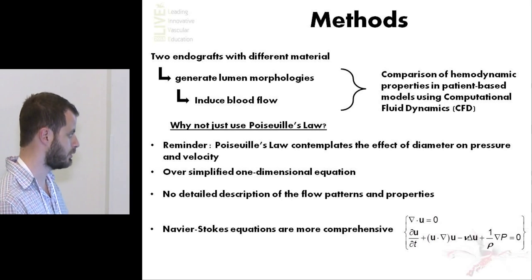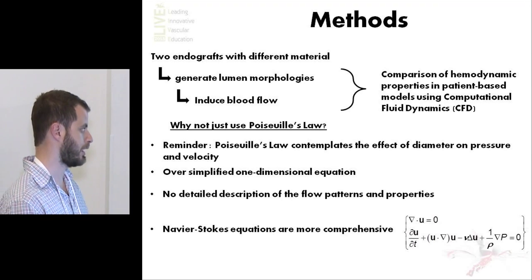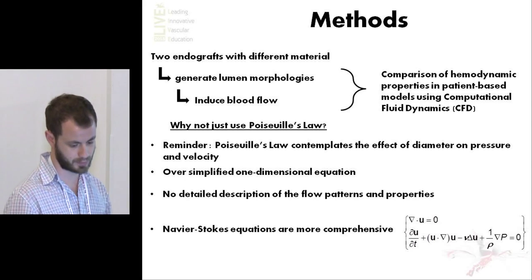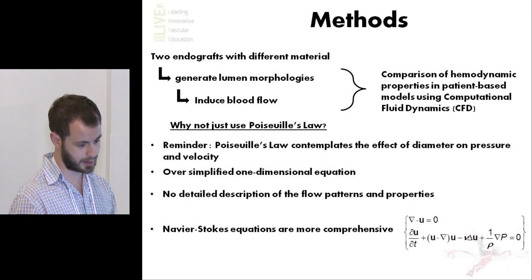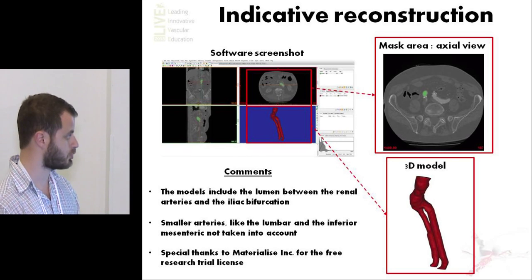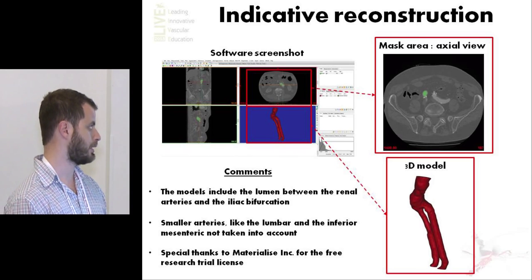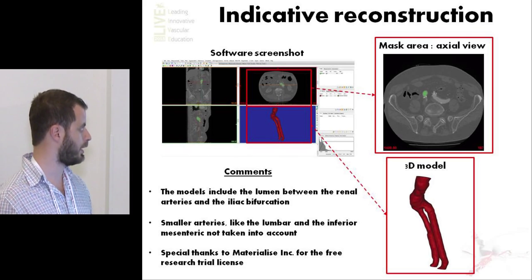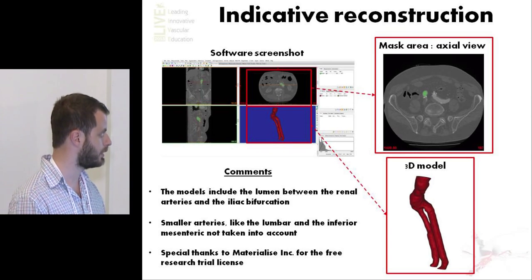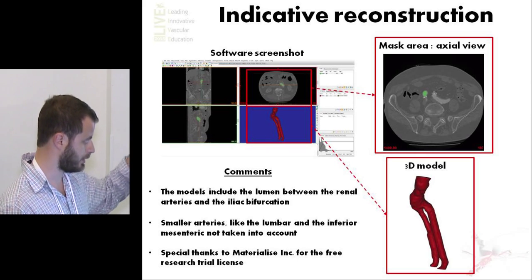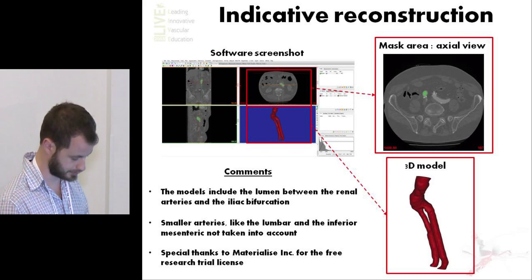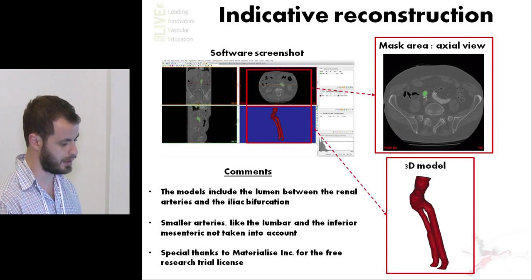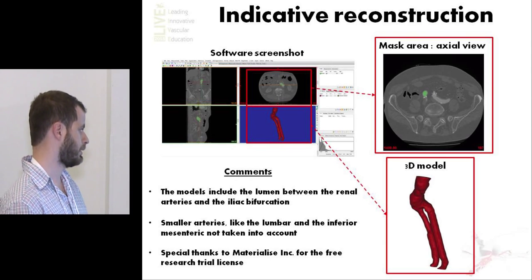So the researchers have turned to more comprehensive equations, like the system of partial differential equations, Navier-Stokes. I marked them there at the bottom. Here I have for you screenshots of Mimics software. I want to say special thanks to Materialise for the free trial license. And in the axial view, we are marking the area of interest, and these parallel two-dimensional images are transformed into a 3D model.